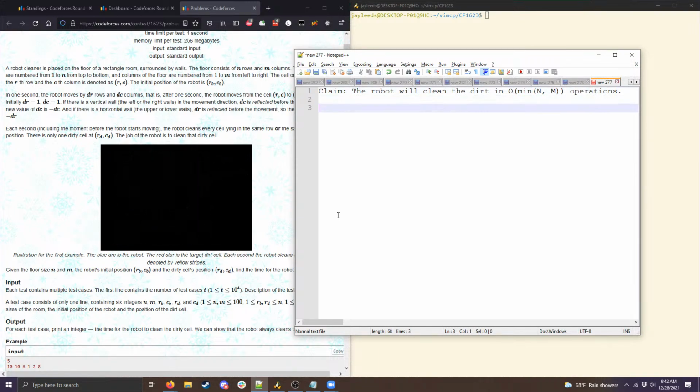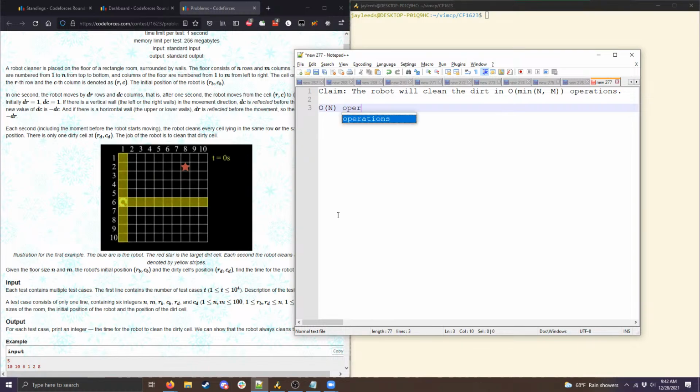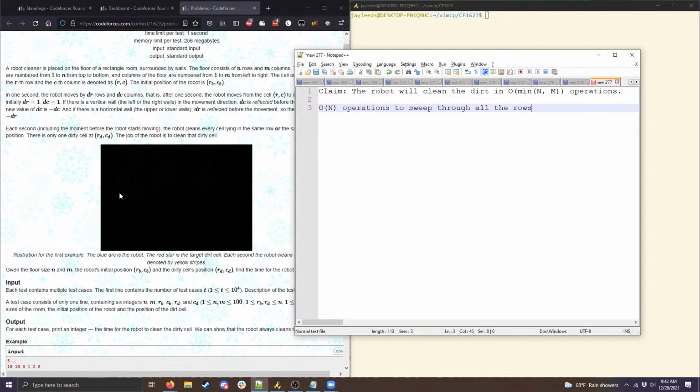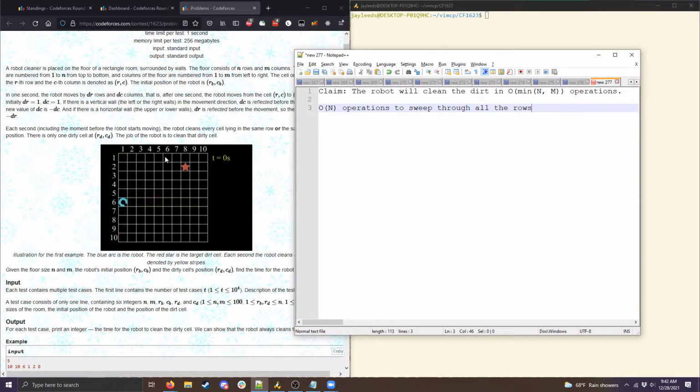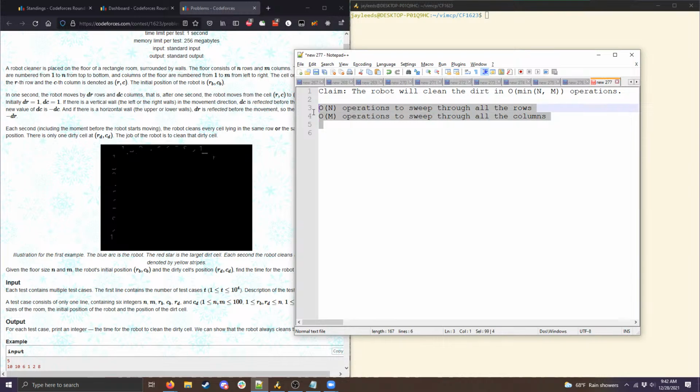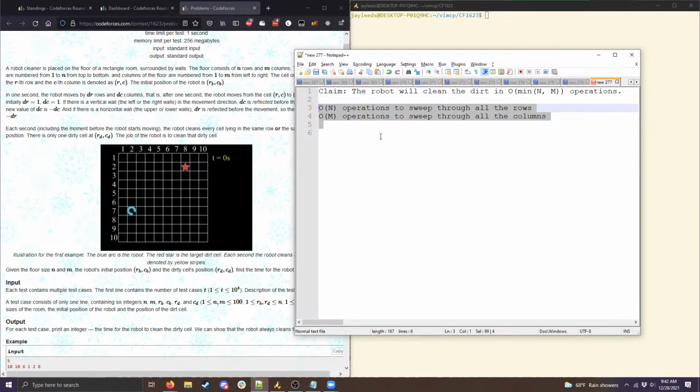And the reason this is true is that it takes O(n) operations to sweep through all the rows. For example, we can use this GIF they've given us. The robot's just going to go down through all the rows and then back up, and eventually in O(n) operations, it'll sweep through all of them. And O(m) operations to sweep through all the columns. And so by the point that we've done either one of these, we'll have definitely hit either the row or the column that the dirt is in.